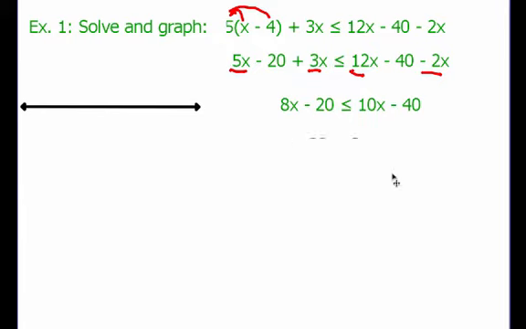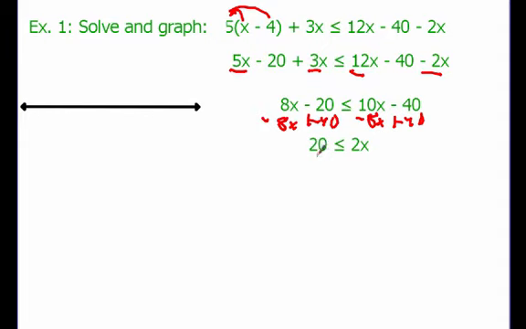Now I want to move all of my variables to one side and all of my constants to the other. So I'm going to subtract 8x on both sides, and I'm going to add 40 on both sides. I end up with 2x, or 20 is less than or equal to 2x.